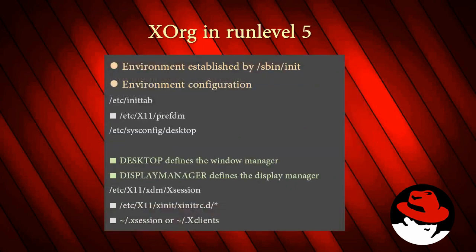Xorg could also be executed in run level 5, which needs environment establishment in /sbin/init. The environment configuration includes the following files: /etc/sysconfig/desktop and /etc/X11/prefdm. It consists of two variables: the DESKTOP variable, which defines the window manager, and the DISPLAYMANAGER variable, which defines the display manager. These are the options.